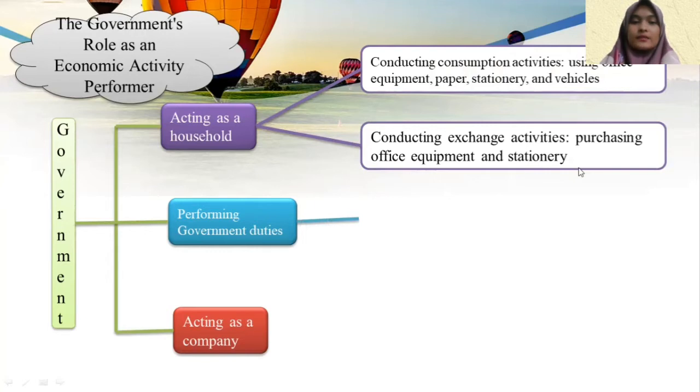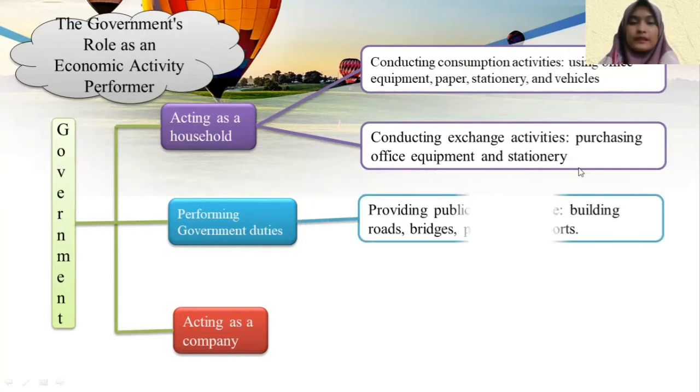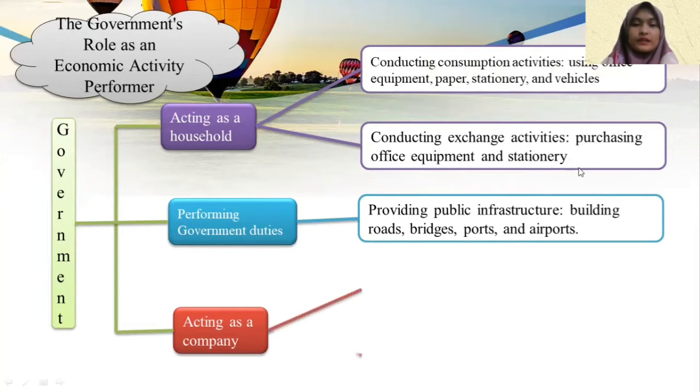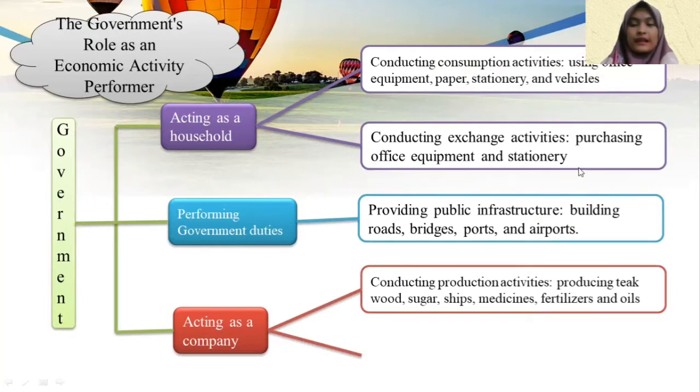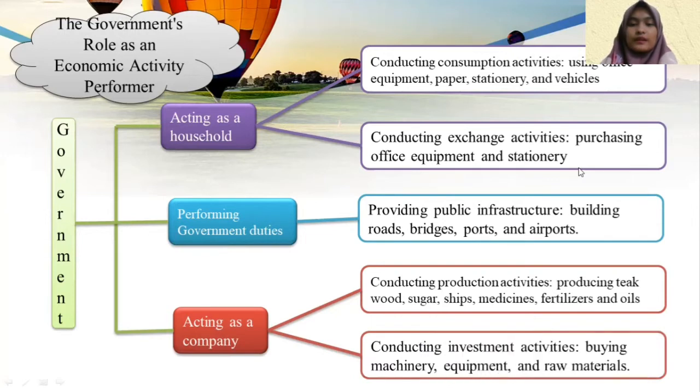The second, performing government duties. It's providing public infrastructure, for example, building roads, bridges, ports, and airports. The third, acting as a company. Conducting production activities, for example, producing plywood, sugar, sheep, munition, fertilizer, and oils. Conducting investment activities, for example, buying machinery, equipment, and raw material.